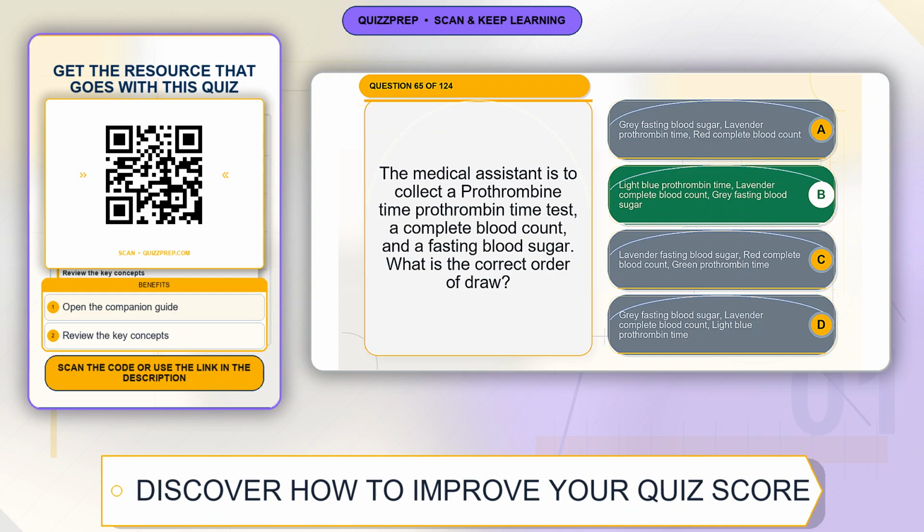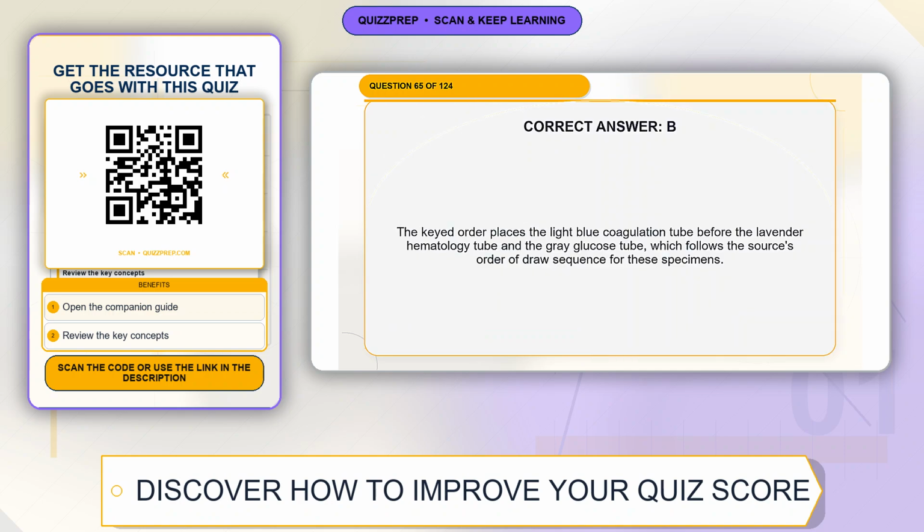The correct answer is option B, light blue prothrombin time, lavender complete blood count, gray fasting blood sugar. Explanation. The keyed order places the light blue coagulation tube before the lavender hematology tube and the gray glucose tube, which follows the source's order of draw sequence for these specimens.